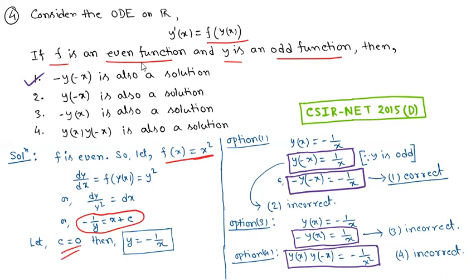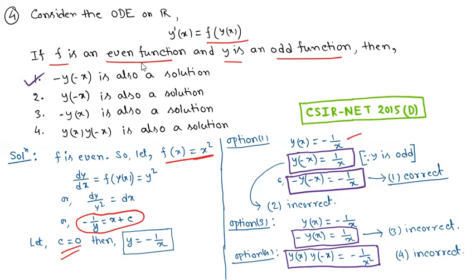Then, we are getting y equals minus 1 by x. Now, case 1, in option 1: y is equal to minus 1 by x. Here given minus y of minus x. So y(x) equals 1 by x.